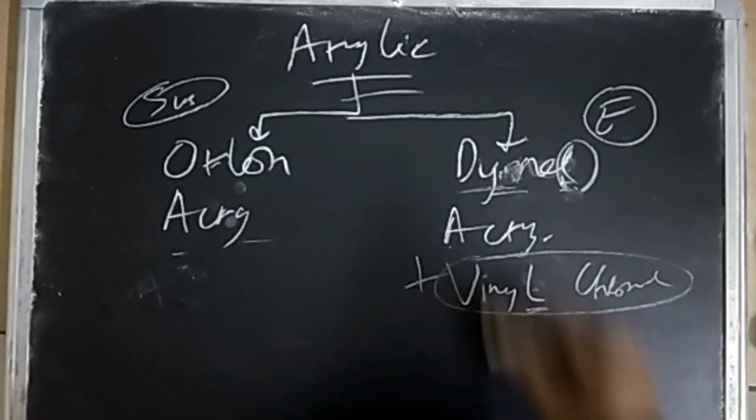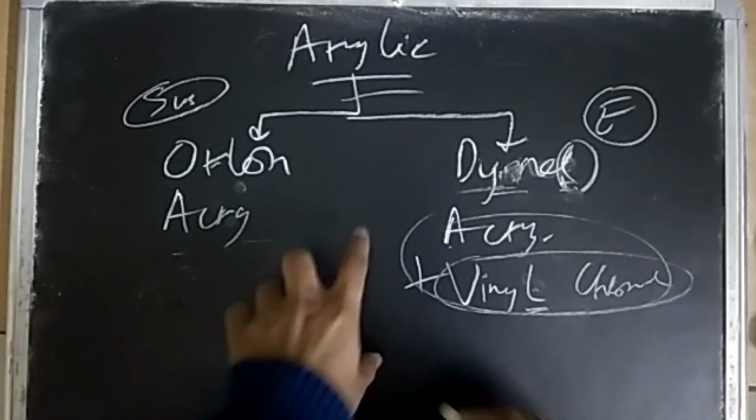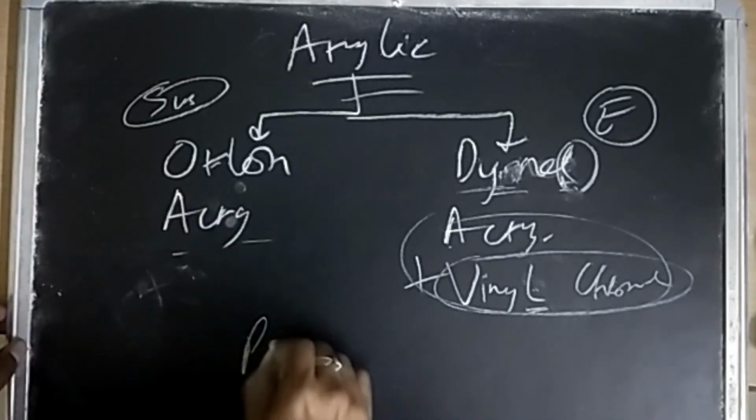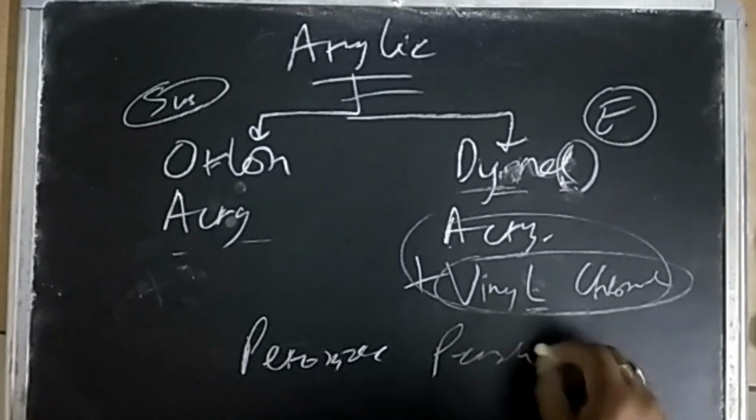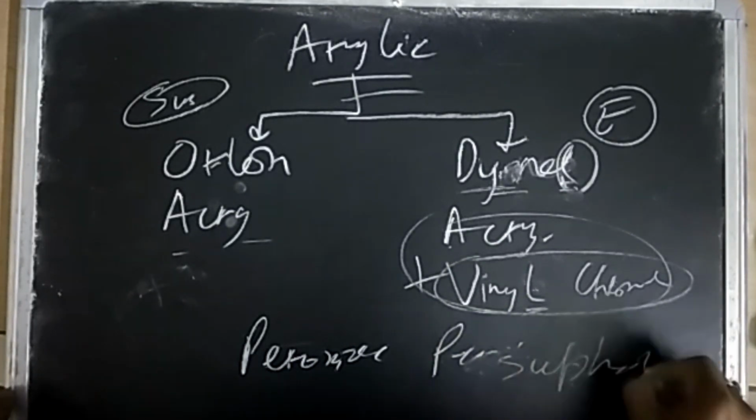Both these are just the monomers, while the initiators are peroxides or persulfates. These two are used.